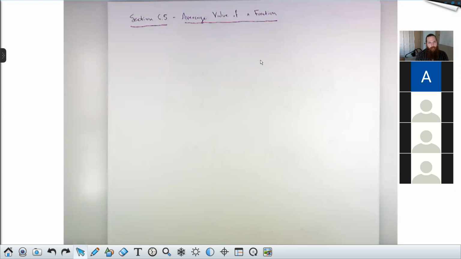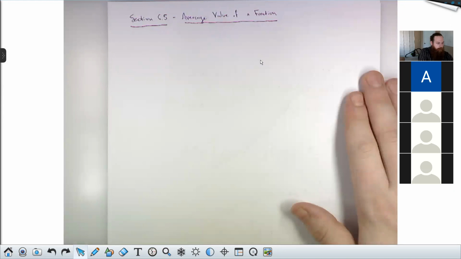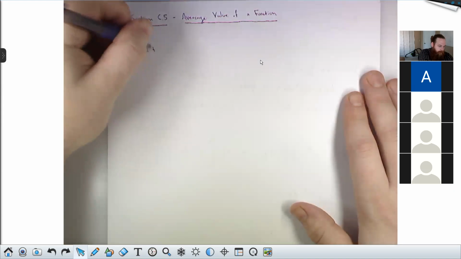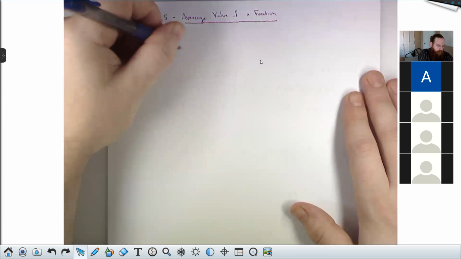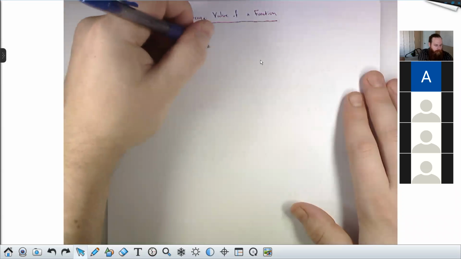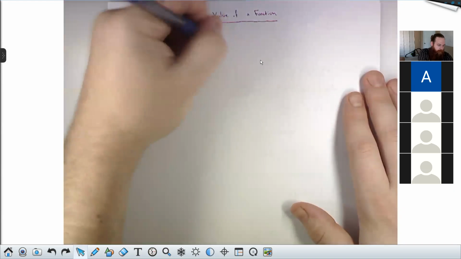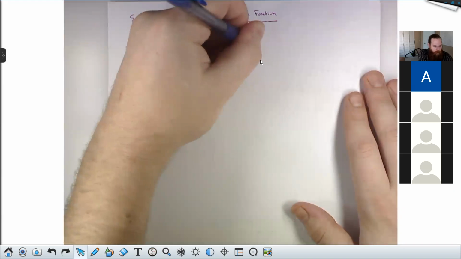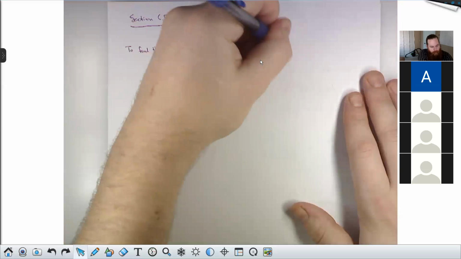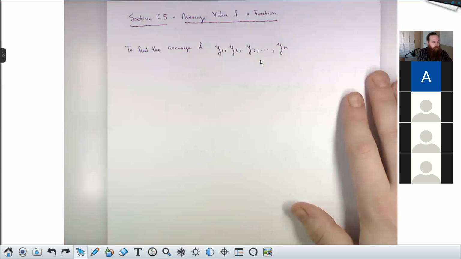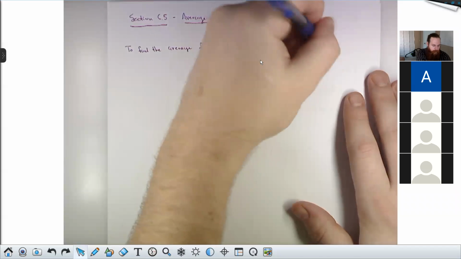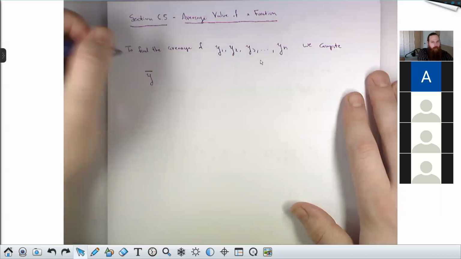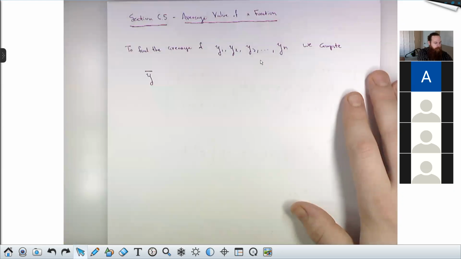So averages, if you wanted to calculate the average of a finite number of numbers, say of the numbers y1, y2, y3, all the way out to, maybe there's n of them, so I have n numbers. We compute, in statistics, you usually use the bar up here to indicate the mean or the average of a set.